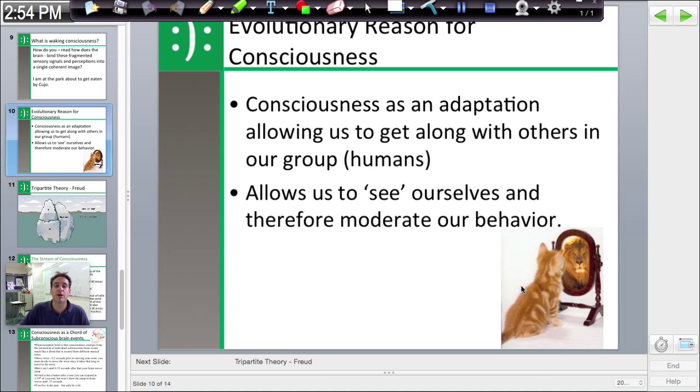Evolutionary reasons for consciousness. So why do we have consciousness? We're looking at all the approaches of psychology and using that in terms of consciousness now, right? So consciousness as an adaptation, allowing us to get along with others in our group, so other humans. It allows us to see ourselves and therefore moderate our own behaviors.